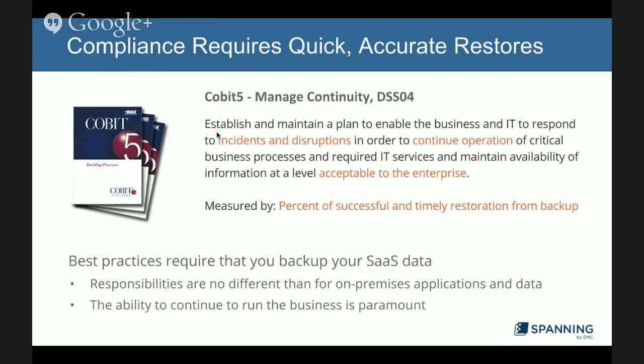control, DSS 04. It says the organization must establish and maintain a plan to enable business and IT to respond to incidents and disruptions, of any kind, in order to continue operation of critical business processes and required IT services, and maintain availability of information, so the data, at a level acceptable to the enterprise. Is it acceptable for your organization to go without data that has been lost for a week? What about your partners?